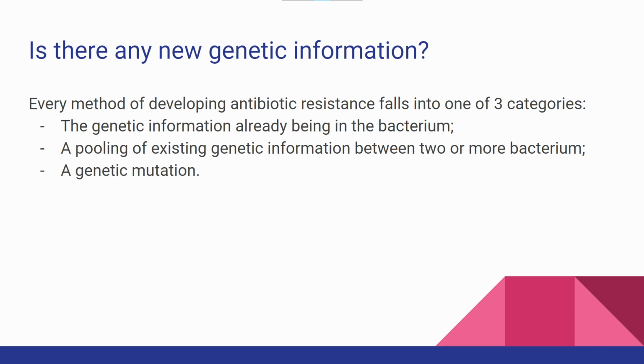Or it's a genetic mutation. Every method that we looked at falls into one of these three categories. But if the information already is inside the bacterium to make it resistant to antibiotics, okay, that doesn't tell us anything about where genetic information comes from. If there's a pooling of genetic information between two or more bacteria, okay, the information already exists. It might be an additional bit of information for the single bacterium, but that information already exists. It's just not necessarily in that bacterium. No new information is being generated.